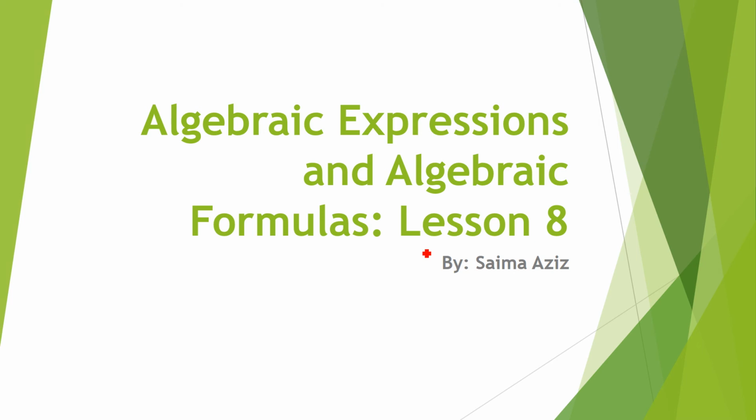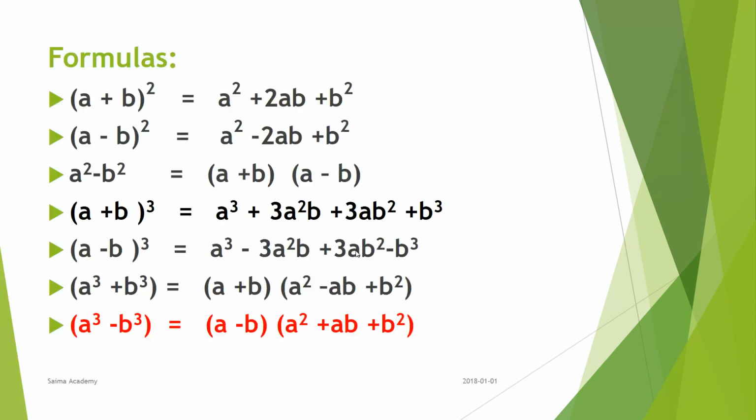This is our lesson number 8, and this is the last lesson of algebraic expressions and algebraic formulas. So in this lesson, we will discuss the last formula, which is a cube minus b cube is equal to a minus b multiplied by a square plus ab plus b square. Right, we have discussed all these formulas. This is the last one.